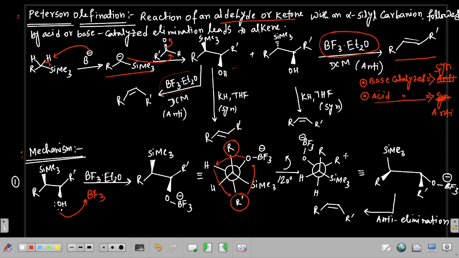So R dash will be here, and here you see R and R dash are now syn to each other, and SiMe3 and OBF3 are anti to each other. Now in this case, elimination will be possible, that is anti-elimination, and it leads to the formation of this Z alkene because R and R dash are syn to each other.